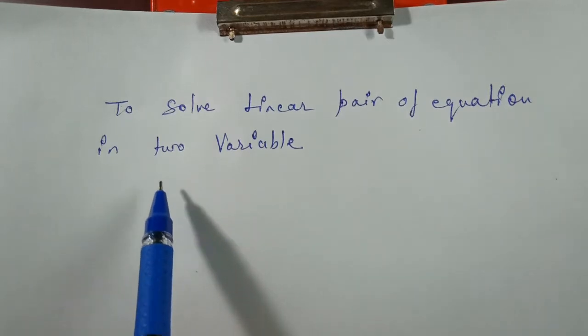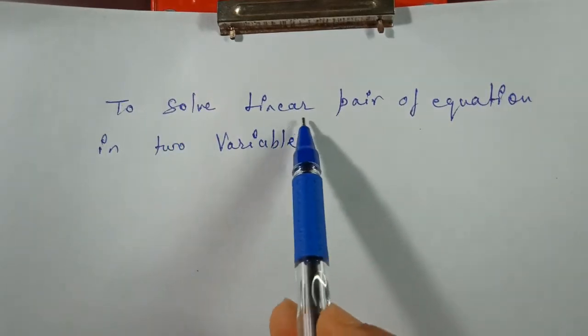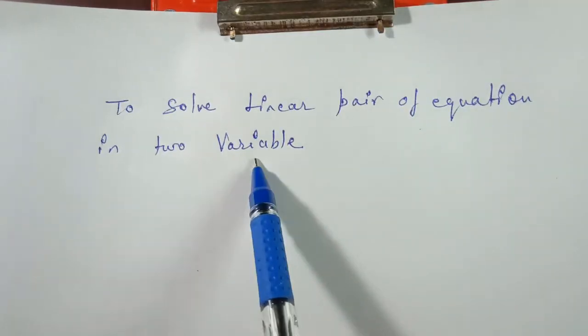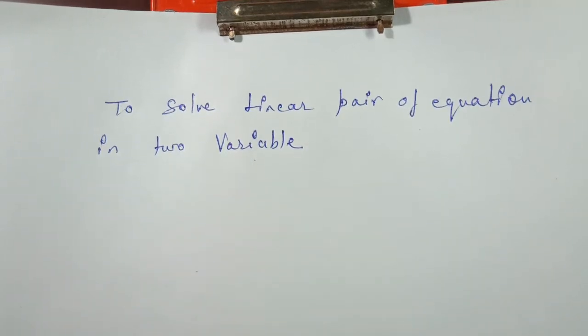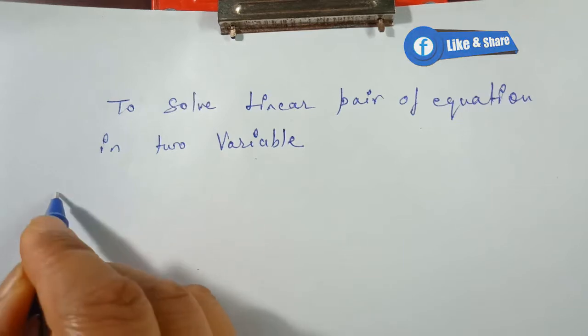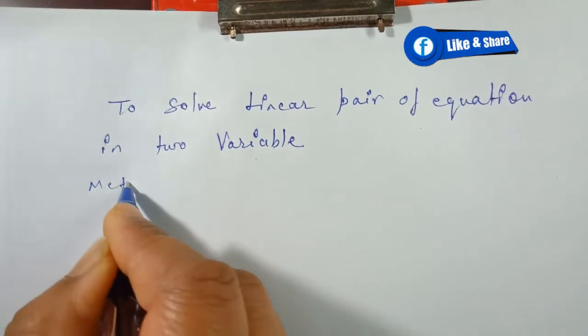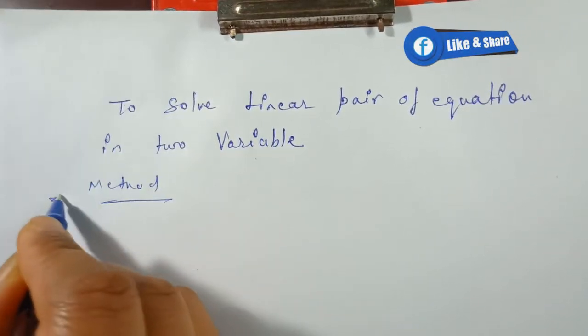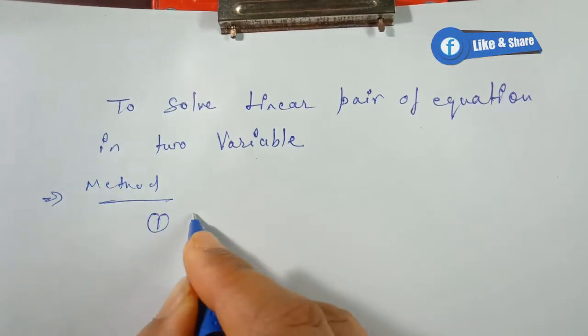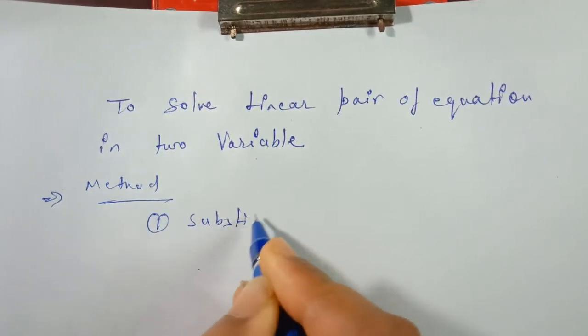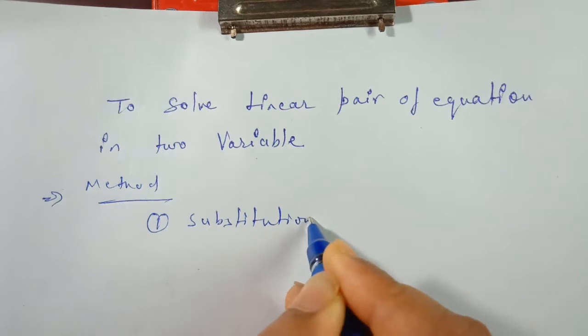Yes, students, today we are going to learn how to solve a pair of linear equations in two variables. There are three methods for solving it. How many methods are there? Three methods are there. Number one is called the substitution method.